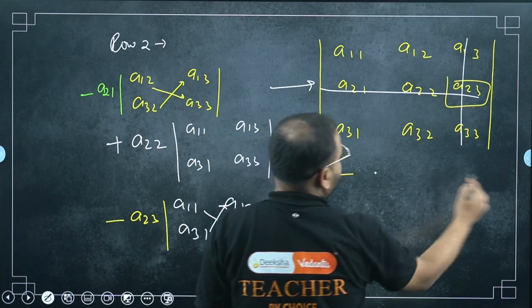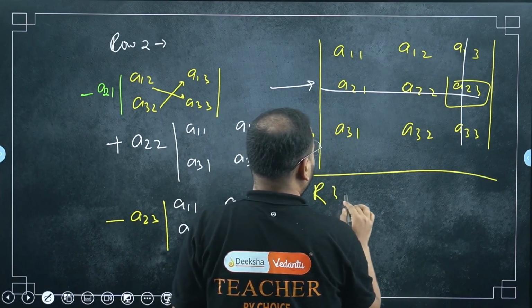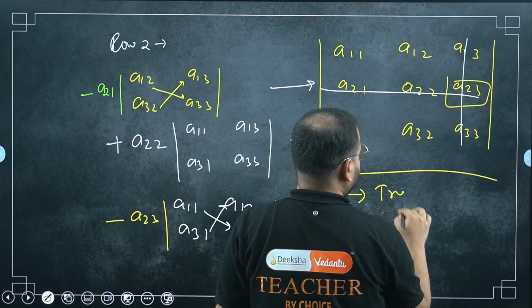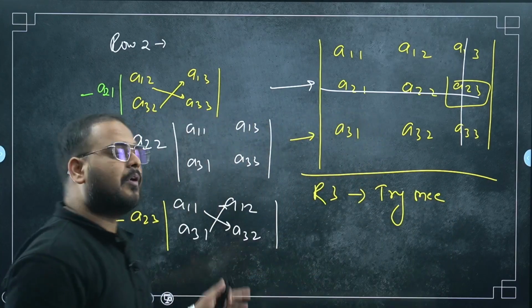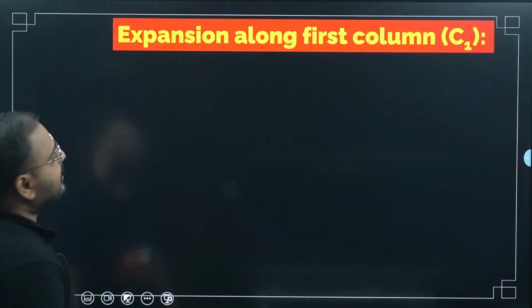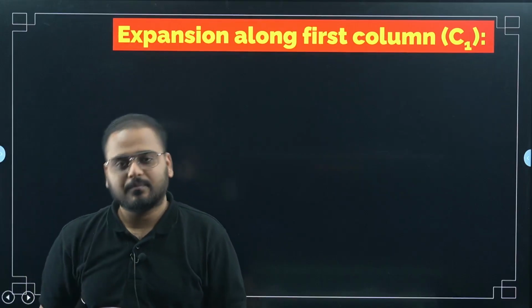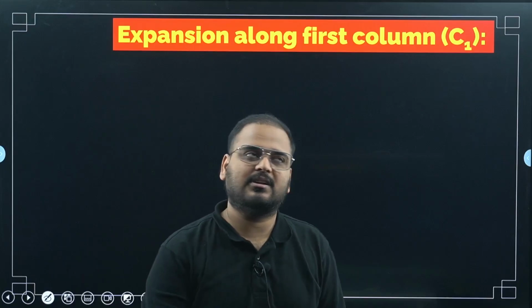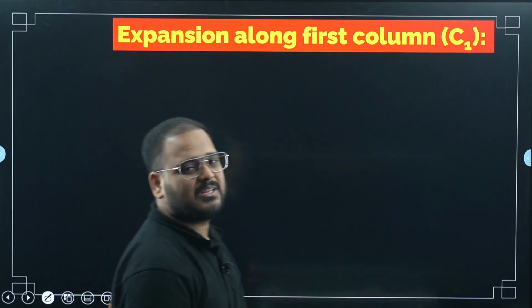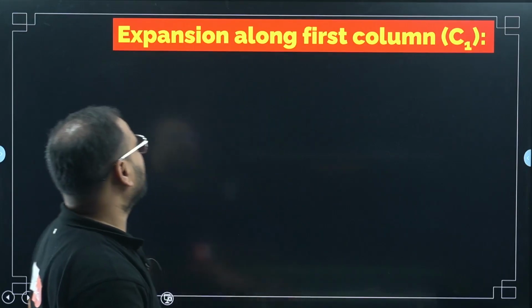R3 you can please solve. Try this by yourself and we'll see. You can ask me if you're not getting row 3, comment below. In the regular classes, or in the revision classes whenever I'm taking them, I explain this part. But I don't think you will ask, because it's going to be very, very simple.